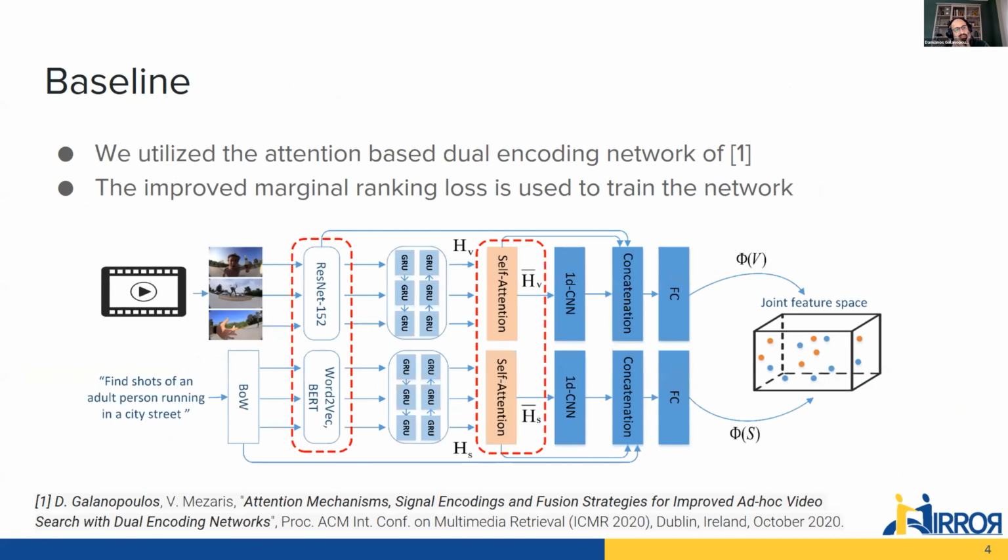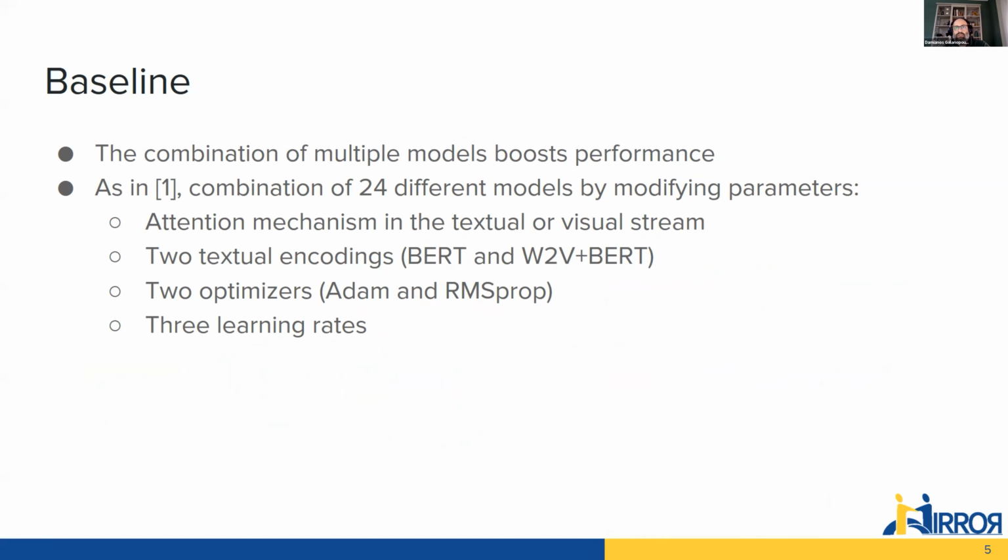As a starting point, we utilized an attention-based dual encoding network to learn a new joint embedding space. The network consists of two similar subnetworks, one for the video stream and one for the textual, and each subnetwork consists of multiple levels of encoding. Following state-of-the-art approaches, the improved marginal ranking loss is used to train the entire network. The combination of multiple models is known to lead to improved performance, so we train 24 different models by modifying the following parameters. We have two positions in the architecture for inserting the attention mechanism, one for the textual and one for the visual. Two different textual encodings are used, BERT and a combination of word2vec with BERT, two optimizers and 3 learning rates. The resulting 24 models are combined in a late fusion scheme.